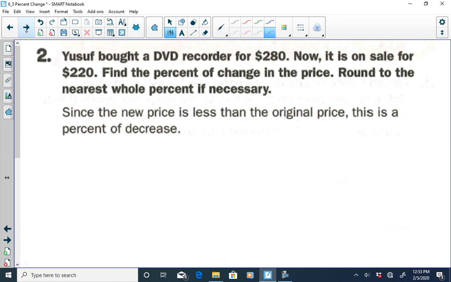Next example. Yusef bought a DVD recorder for $280. Now it's on sale for $220. Find the percent of change in the price. Round to the nearest whole percent if necessary.